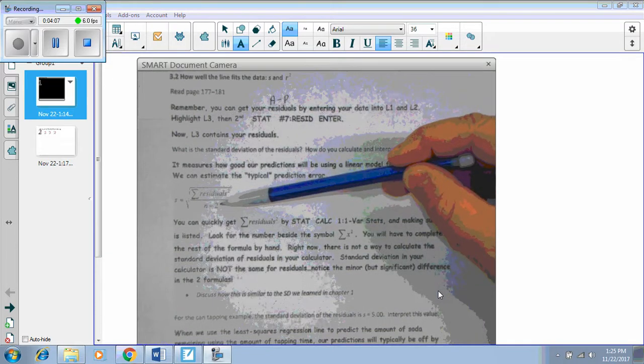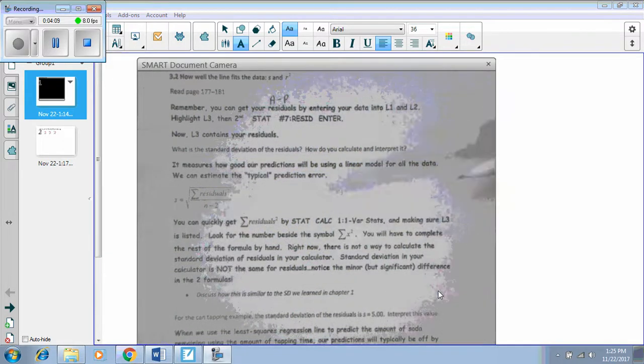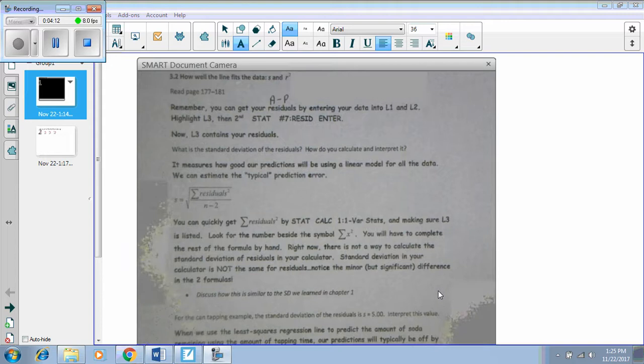Okay, so if we go back to the tapping on the cans example, so think way back in the fall, it was the example where we referred to 2 people took 40 cans and they shook them all up and they tapped on the top of it for a certain amount of time before they opened it.